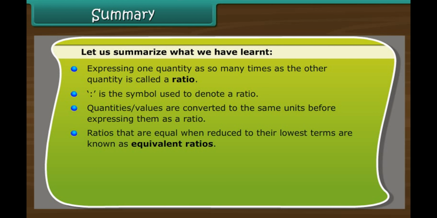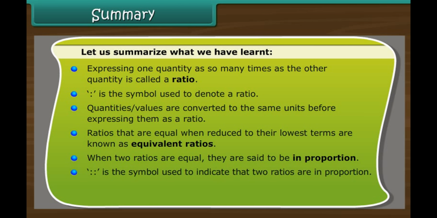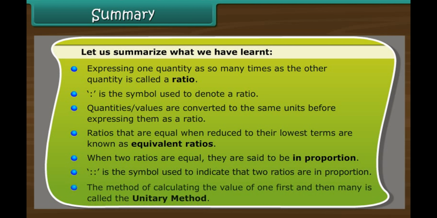Ratios that are equal when reduced to their lowest terms are known as equivalent ratios. When two ratios are equal, they are said to be in proportion. This is the symbol used to indicate that two ratios are in proportion. The method of calculating the value of one first and then many is called the unitary method.